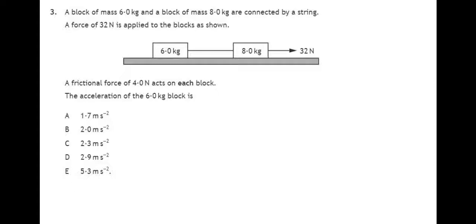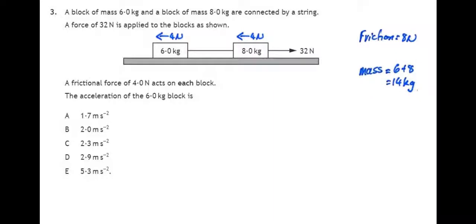So what we're actually trying to calculate is not the acceleration of the 6 kilogram block, but actually the acceleration of the whole system together. Now, we know that each experiences 4 newtons worth of friction. So that gives us a total frictional force of 8 newtons. There are 2 objects here, and we're trying to work out the acceleration of the whole system. So the whole system's mass is 6 plus 8, which is 14 kilograms.